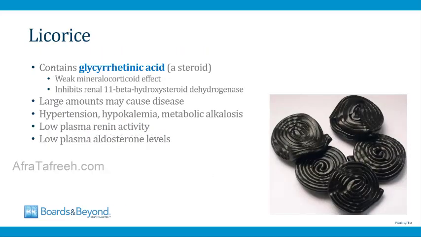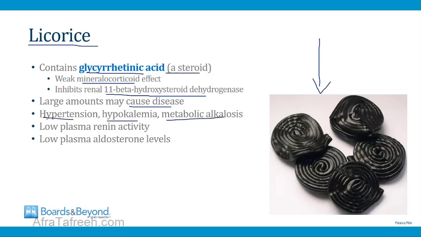And you also should be aware for your board exams that licorice, which is a candy like shown here on the screen, it's also found in some teas, contains a substance called glycyrrhetinic acid, which is a steroid. This steroid has a weak mineralocorticoid effect, and it also inhibits the renal enzyme 11-beta-hydroxysteroid dehydrogenase. So patients who consume large amounts of licorice, either as candy or in teas, can develop disease similar to the syndrome of apparent mineralocorticoid excess. So they can develop hypertension, hypokalemia, and metabolic alkalosis. And just like in patients with SAME, they will have low plasma renin activity and low plasma aldosterone levels.